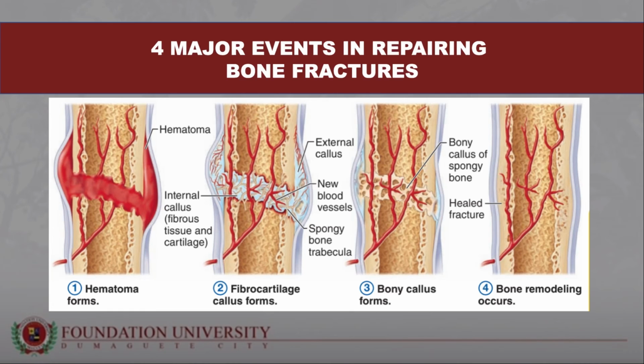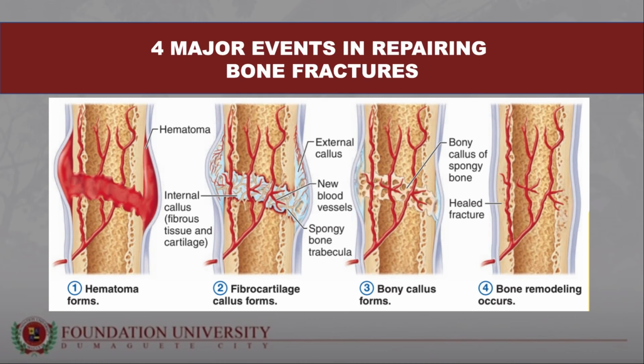Now, to repair a fractured bone, there are four major events that need to happen: hematoma forms, fibrocartilage callus forms, bony callus forms, and bone remodeling occurs. Hematoma formation is where blood accumulates, forming a hematoma due to the ruptured blood vessels, as a result of the death of some cells, and pain and swelling in the area.